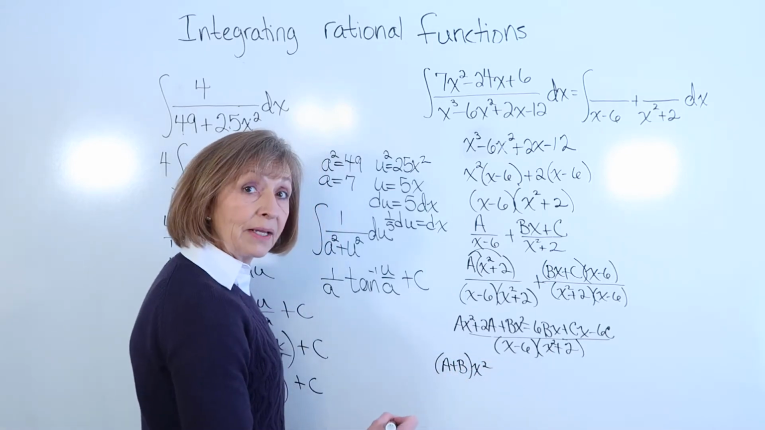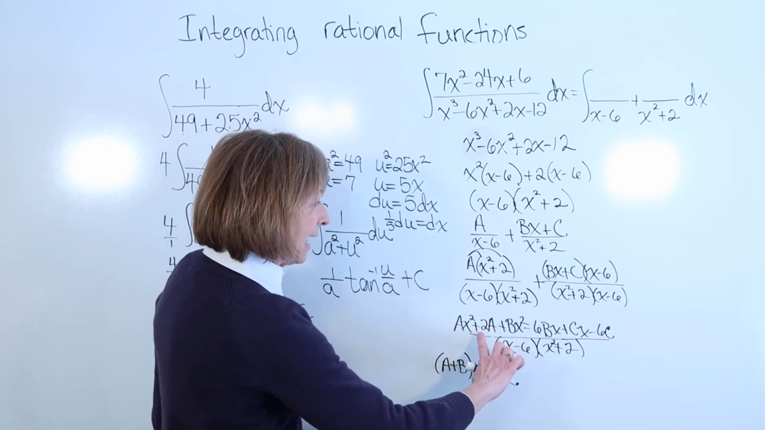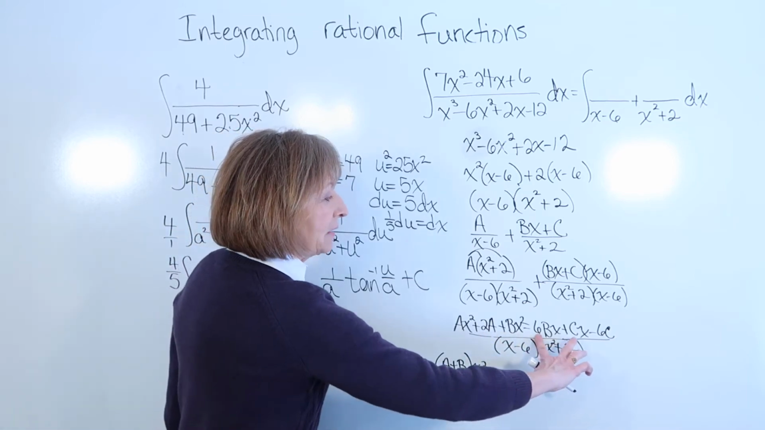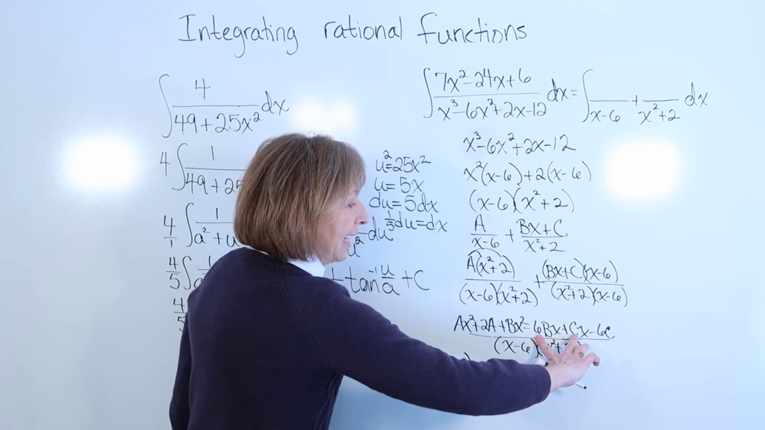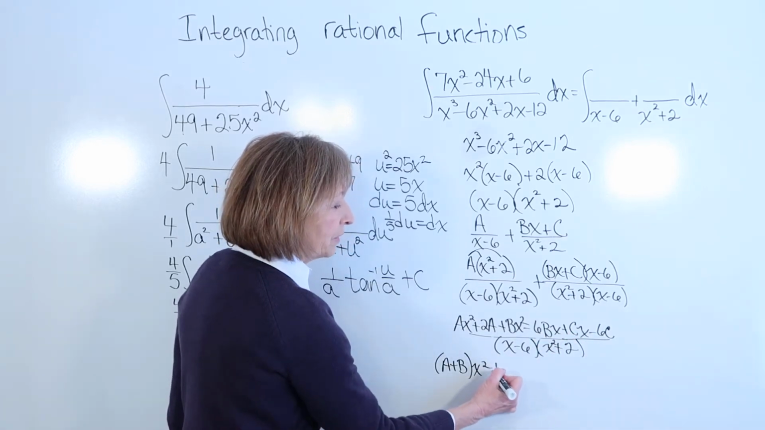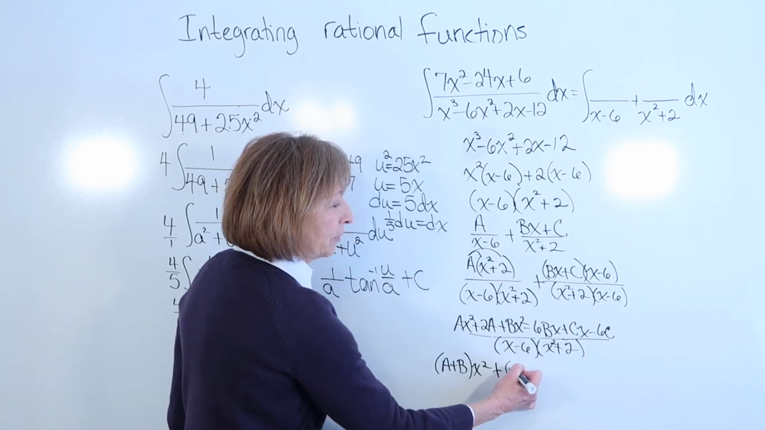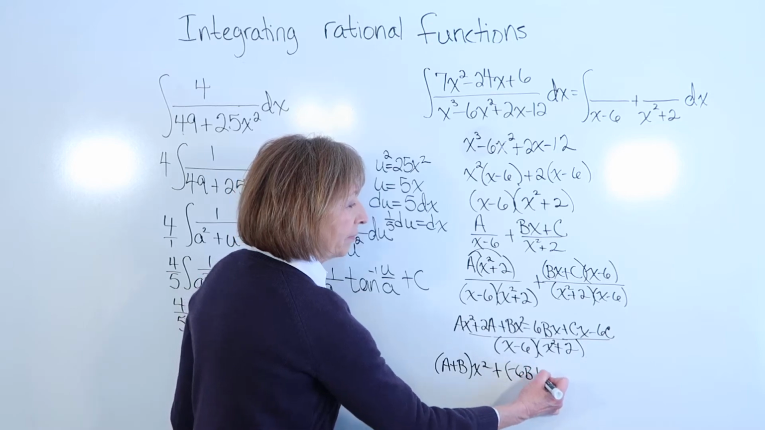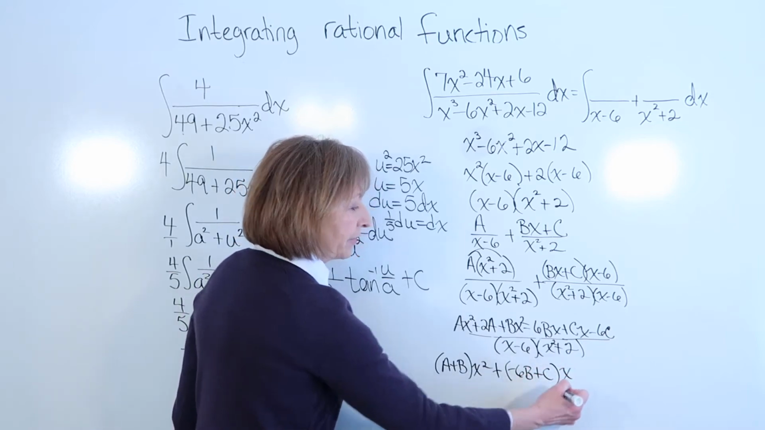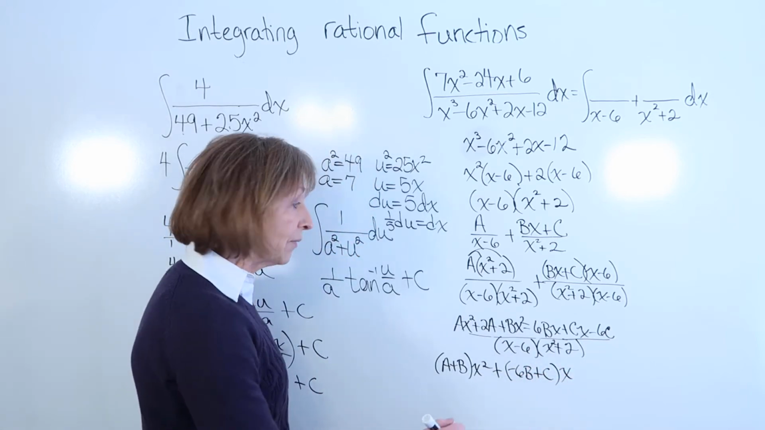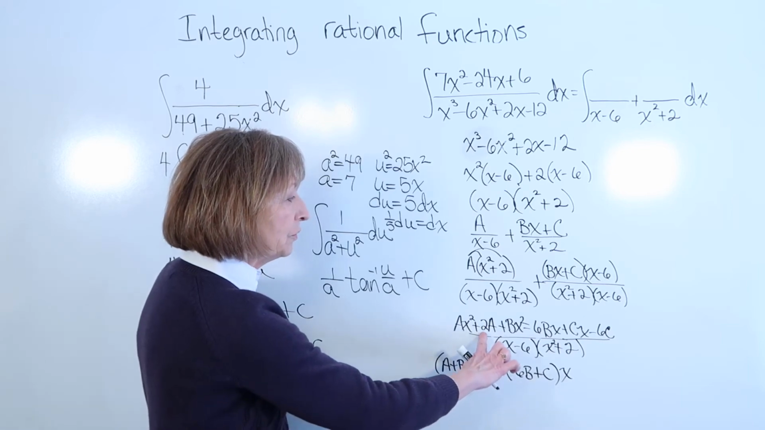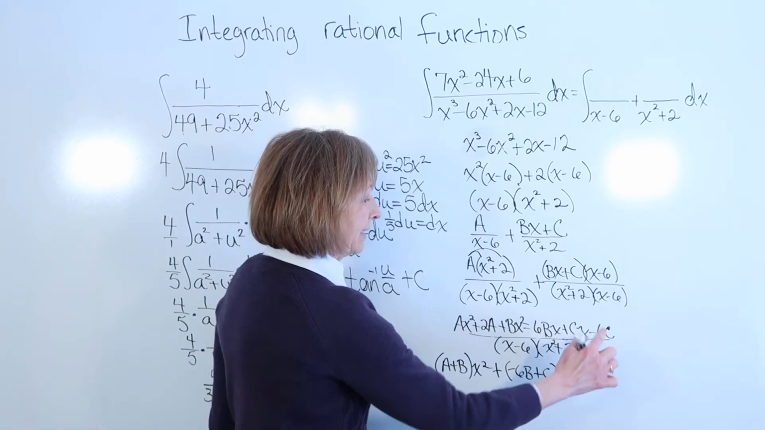And then next, the ones with the x, and I have a minus 6bx and a plus cx. So you put the plus between, and in the parentheses put the minus 6b and the plus c with the x after it. And then the terms without an x would be plus 2a minus 6c.